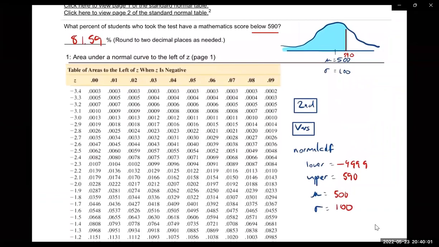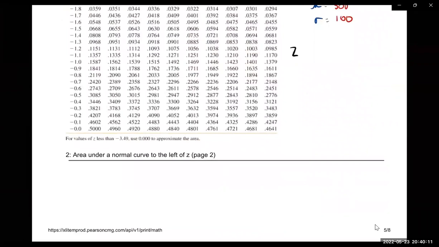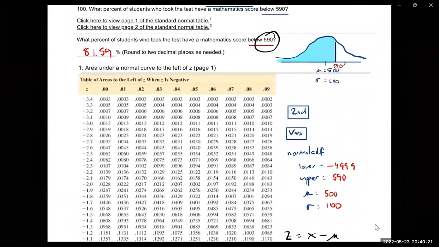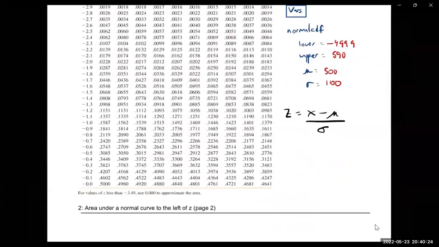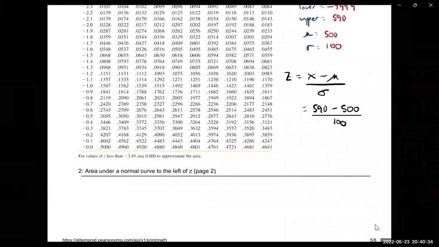Let's say you don't have a calculator. Remember the formula that we need to use? The formula looks like this. I'll write it right here. The formula is Z equals data minus mean over standard deviation. So we have to convert this score into a Z score. So 590 is your X, your mean is 500, and your standard deviation is 100. So that's going to be 90 over 100, which is 0.9. Yeah, 90 over 100 is 0.9. The Z score is 0.9.